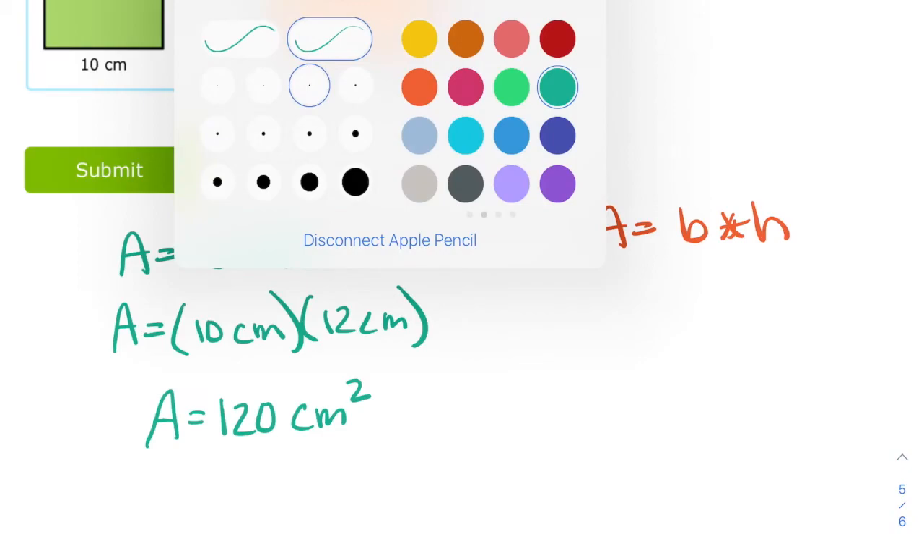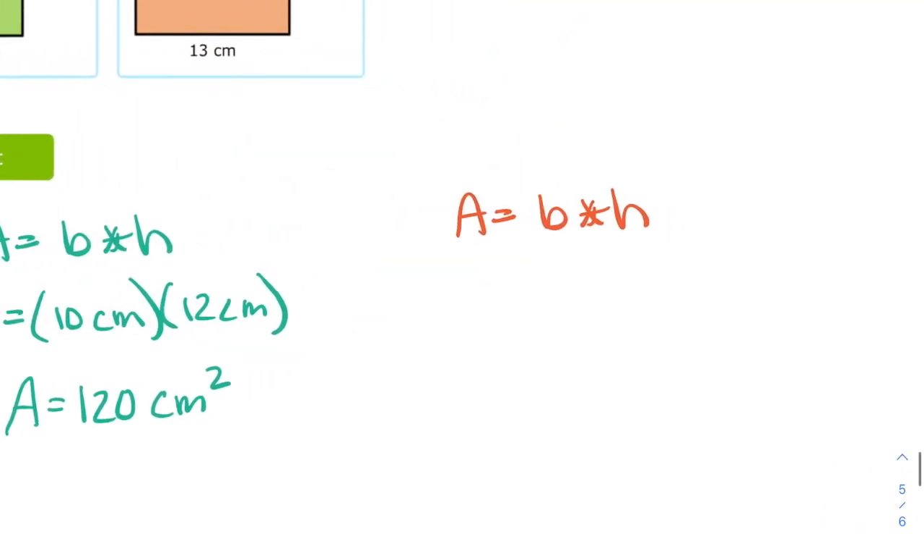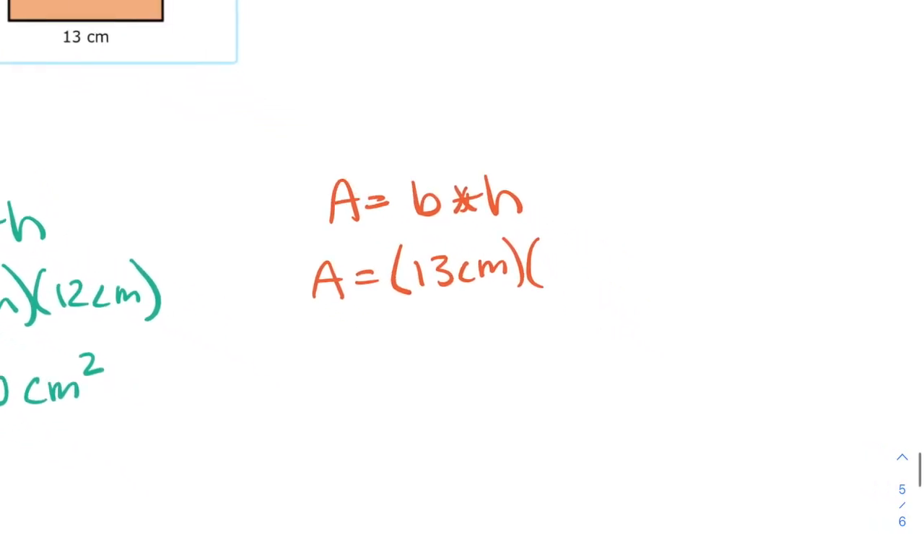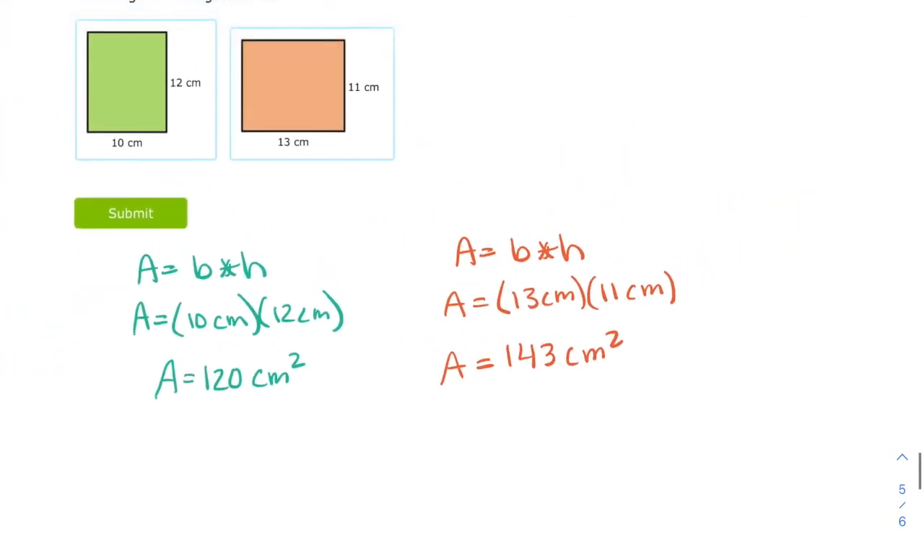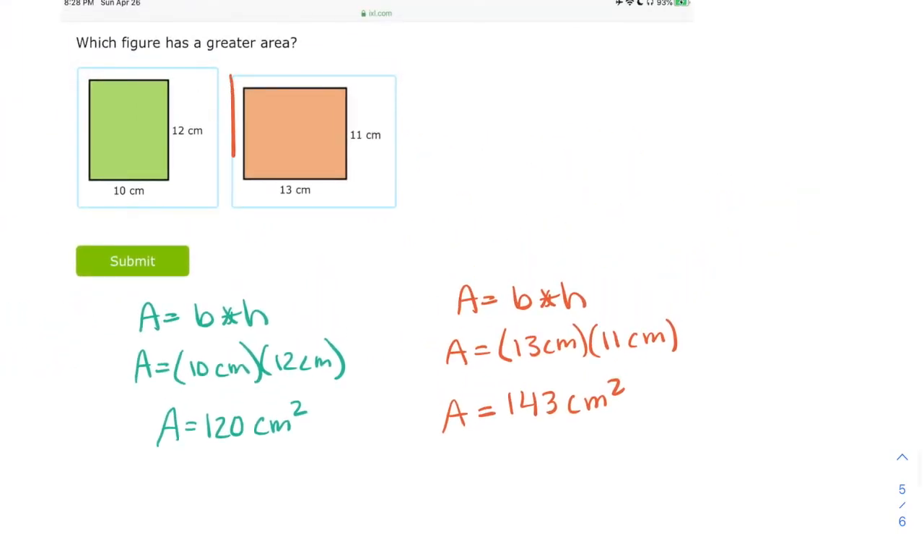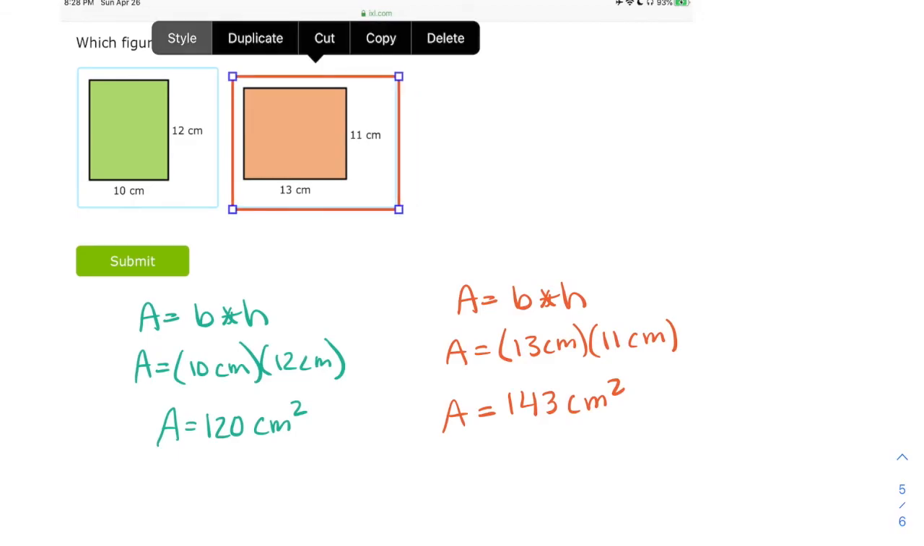And so now the other rectangle is 13 centimeters times 11 centimeters. So the area of this one, 13 times 11, is 143 centimeters squared. So it appears that the one in orange actually has more area.